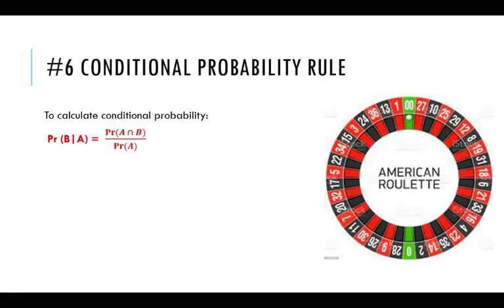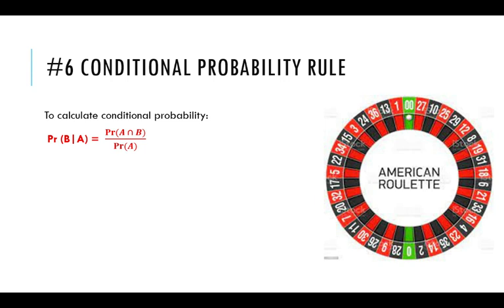Now, to calculate a conditional probability, we need this equation right here. And this looks a little messy, right? But I promise you, we understand all these components. So let's just look at the first part, the probability of B given A. That bar, that's probability of B given A. So the thing behind the bar is given. The probability of B given A.